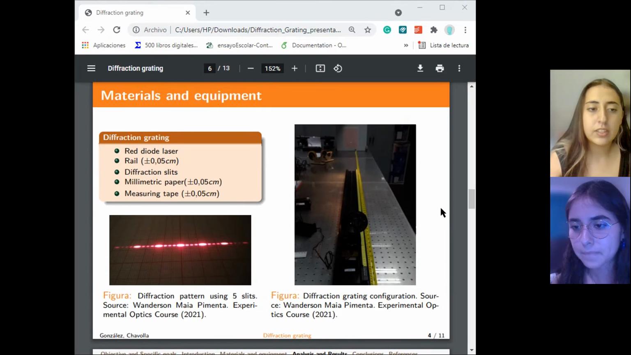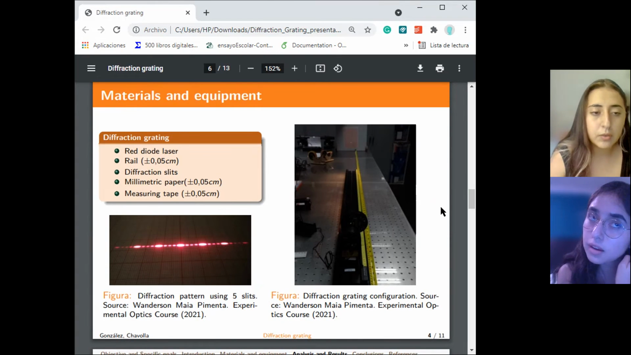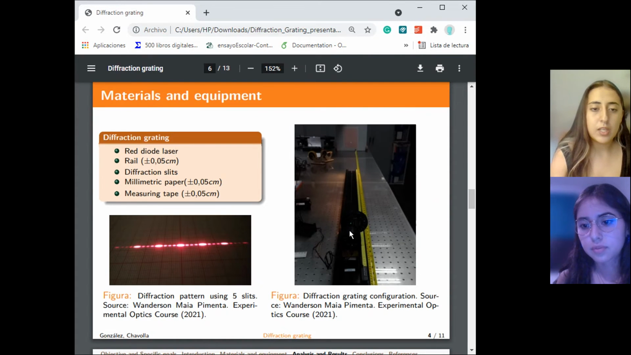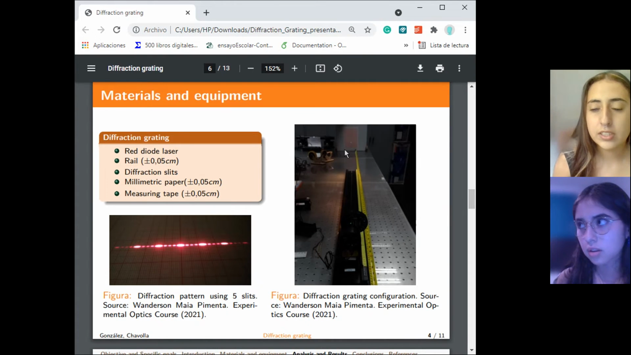Now for the materials used in the experiment, we used a red diode laser, the rail, diffraction slits, millimetric paper, and measuring tape. As we can see in the image, which is the experimental setup that we used, it was the Pasco high precision diffraction slits.